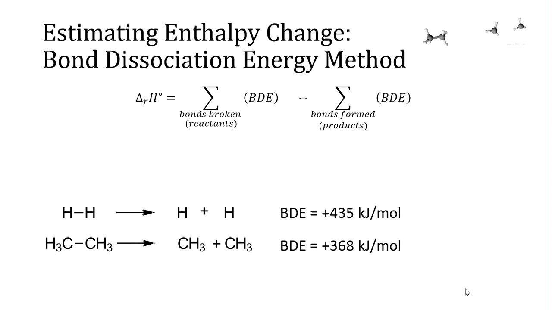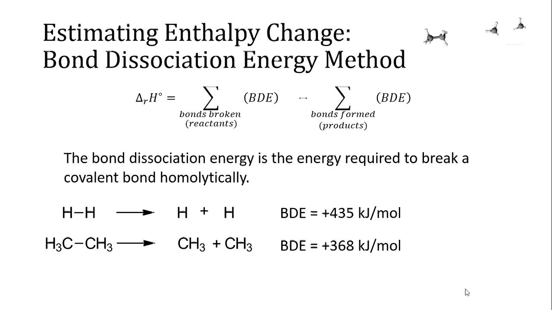The bond dissociation energy for the carbon-carbon bond in ethane is 368 kilojoules per mole. It takes 368 kilojoules of energy to break the carbon-carbon bonds in 1 mole of ethane to make 2 moles of methyls, which are not methyl cations or anions, these are methyl radicals. Bond dissociation energies are always positive because it takes energy in to break chemical bonds. As I was just saying, the bond dissociation energy is the energy required to break a covalent bond homolytically, which means one electron in that bond goes with one atom or group, the other electron goes with the other atom or group.